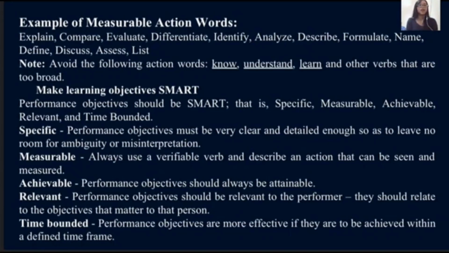We have A for achievable. Performance objectives should always be attainable. Then we have R for relevant. Performance objectives should be relevant to the performer. They should relate to the objectives that matter to that person. And we have the last, the T, the time-bounded. Performance objectives are more effective if they are to be achieved within a defined time frame.